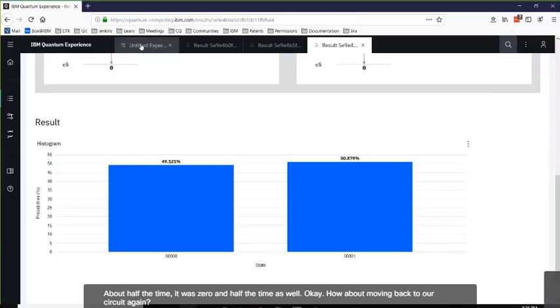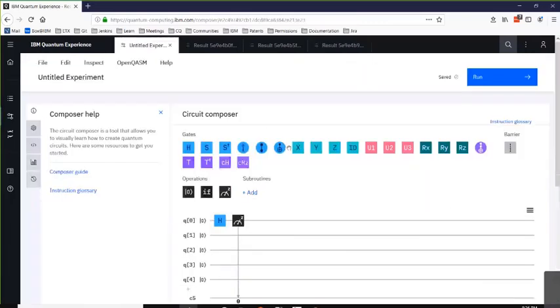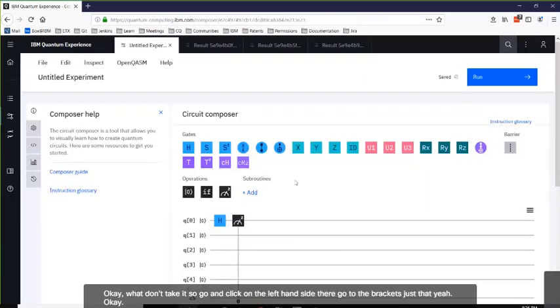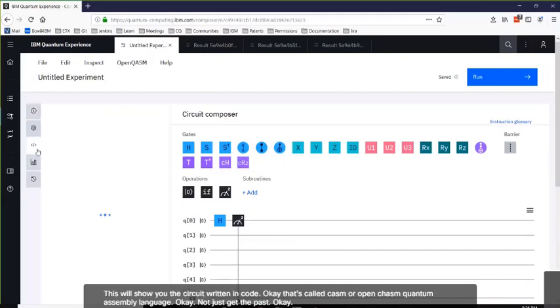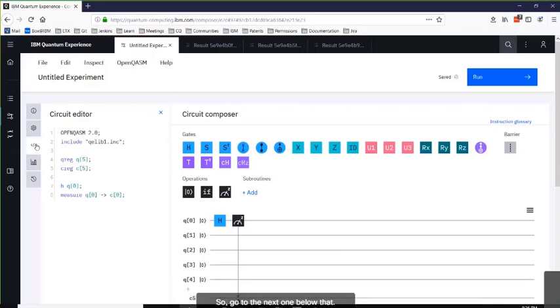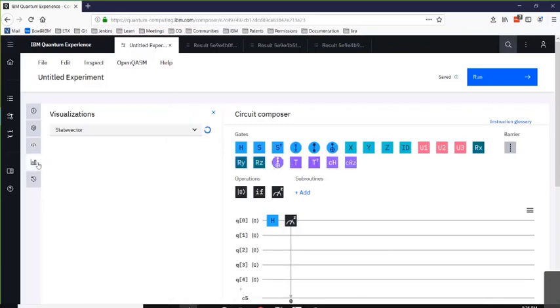Okay, how about going back to our circuit again? Okay, I'll tell you what, don't change it. So go and click on the left-hand side there. Go to the brackets, just underneath that, yep. Okay, this will show you the circuit written in code. That's called QASM or Open QASM, Quantum Assembly Language. Not Qiskit, but QASM. Okay, so go to the next one below that.